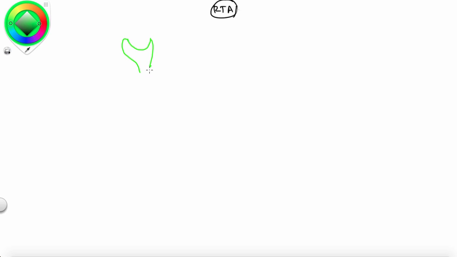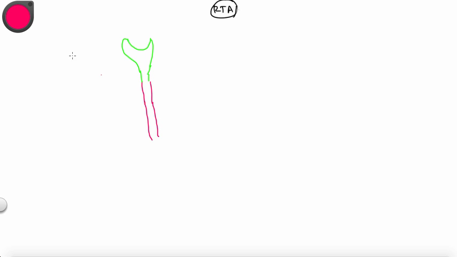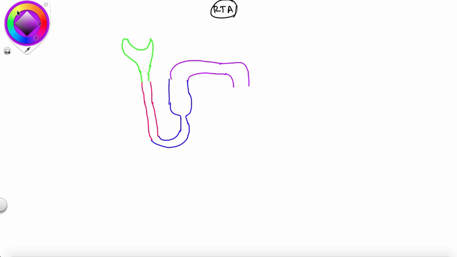So this is the Bowman's capsule, and let me go with the proximal convoluted tubule. Yes, this is going to be the PCT, the proximal convoluted tubule. Let me go to the loop of Henle. This is the thin ascending limb of the loop of Henle, followed by the thick ascending limb of the loop of Henle. The next structure is going to be the DCT, or the distal convoluted tubule, and the final structure is the collecting ducts.